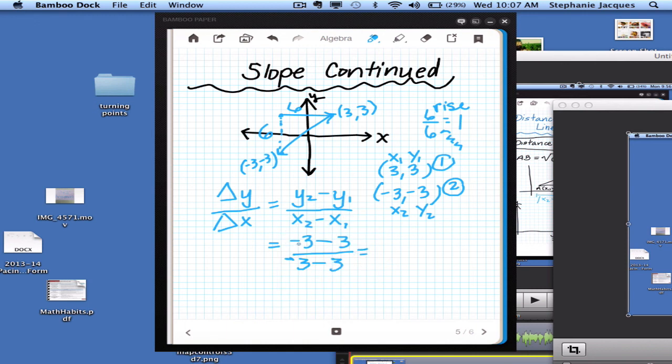So on top we have negative 3 minus 3. We reviewed integers and we found that that is negative 6. And on the bottom we get negative 6 as well. Negative 6 over negative 6 is 1. It matches what we got before.